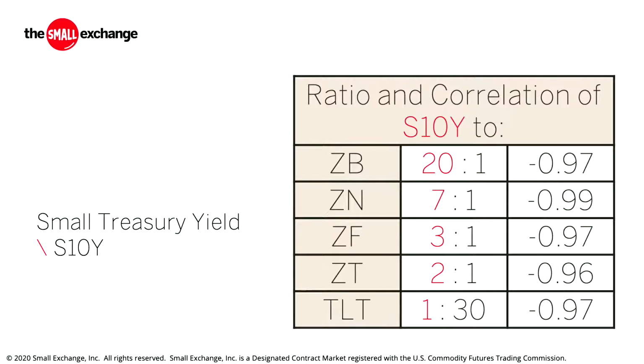Until then, you're looking at these ratios: about 20 S10Ys per ZB, about 7 per 1 ZN, 3 per ZF, about 2 or 1 per ZT there. And then one S10Y contract gets you about 30 shares of TLT. The correlations across the board are as strong as you can get to that inverse.